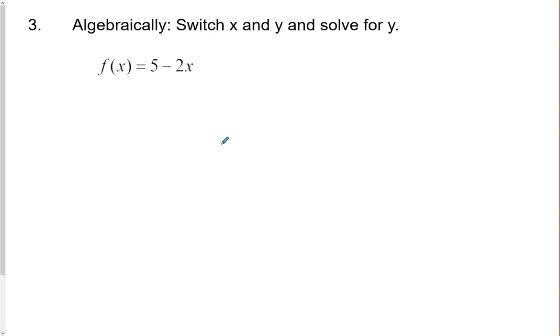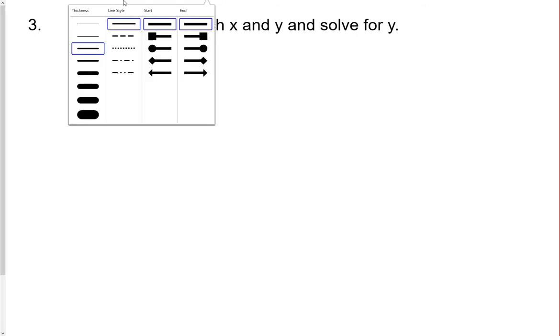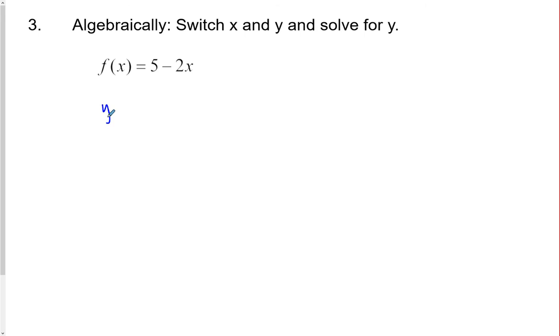So here we go. First thing I'm going to do is I'm just going to rename this y equals 5 minus 2x, right? So I'm replacing my f of x with a y. And then I'm going to do a big line here that says I'm not continuing on with the same thing. I'm going to shift gears here. And now I'm going to switch my x and my y. I'm also going to change colors just to make it obvious that I'm doing something different. So I'm going to put my x where my y was, and I'm going to put my y where my x was.